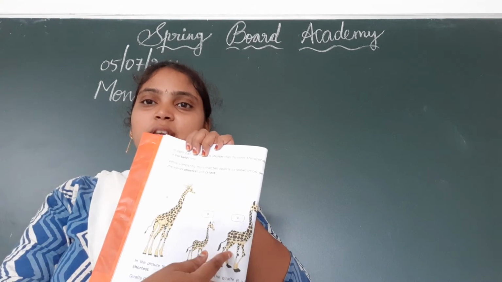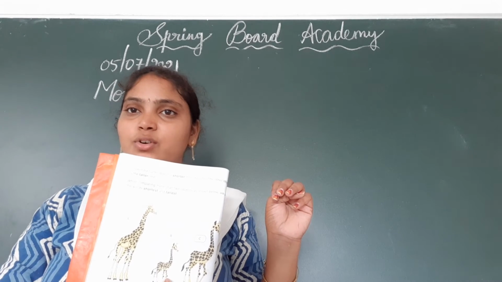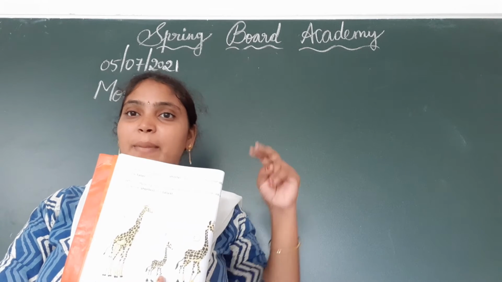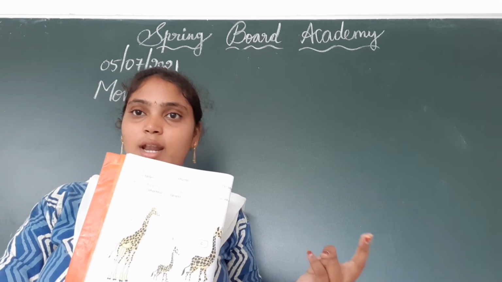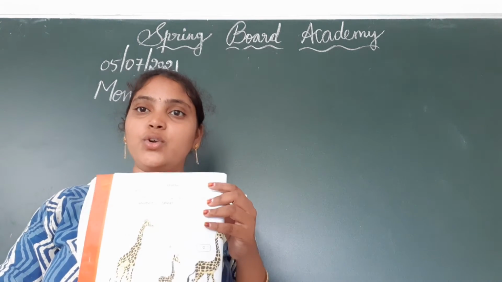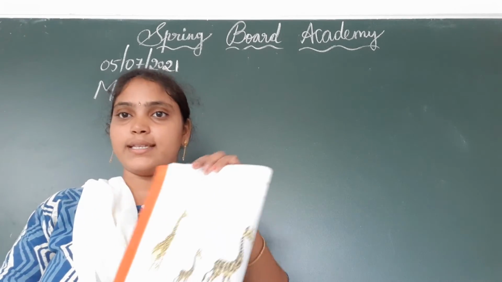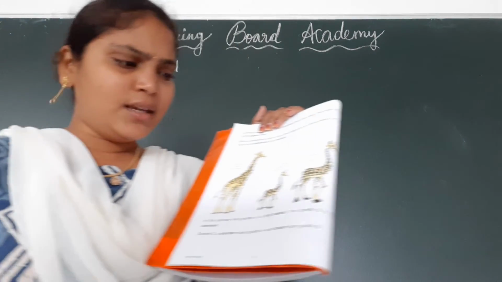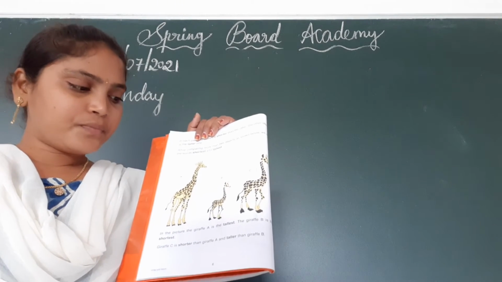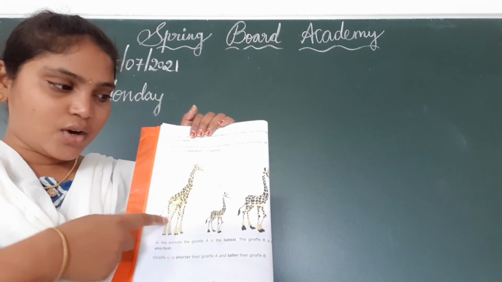Now compare these 3. Here we are comparing more than 2 now. So what we have to use? Taller or tallest children? For comparing only 2, we are using taller. But here we are comparing 3, no. So we have to use tallest, shortest. Okay, tallest and shortest. So now check in these 3, which one is tallest children? A or B or C? Yes, A is tallest. Okay, giraffe A is tallest.